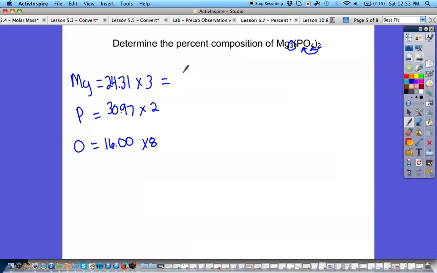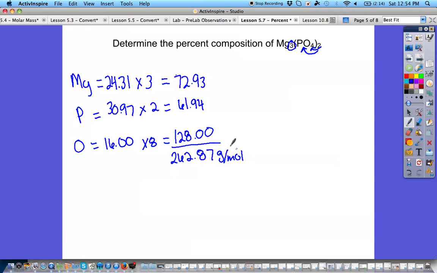So 24.31 times 3 gives us 72.93. 30.97 times 2 gives us 61.94. 16 times 8 gives us 128. We're going to add all of these together to get our total molar mass, which is 262.87 grams per mole. Make sure you're labeling your molar mass with grams per mole. We're going to divide the individual masses by 262.87. Then we're going to multiply each of them times 100.